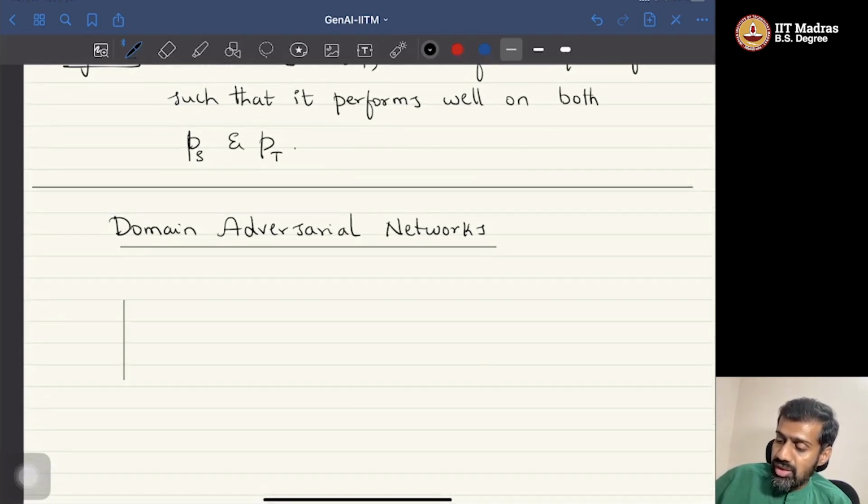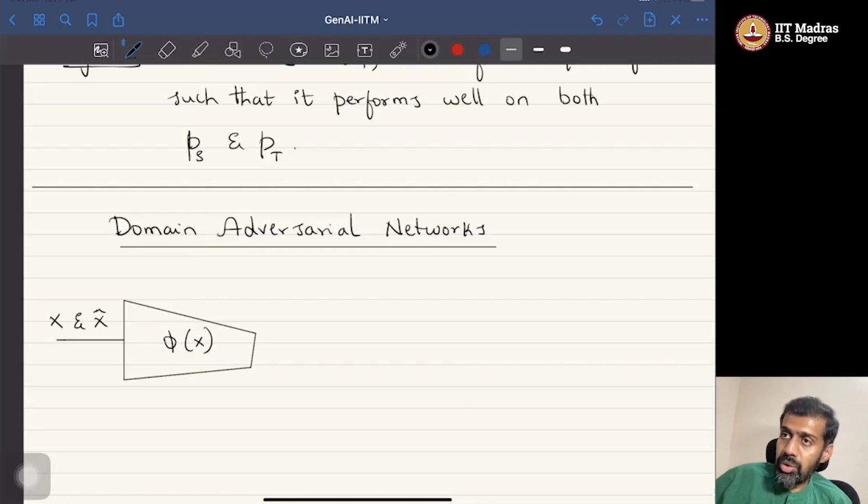So here we have a neural network that is used as a feature extractor. Let's call this phi of x. This will take both x and x cap from the source and the target distribution as inputs. So this phi network maps from data space to some feature space. Let's call the feature space f, for feature space. So this will give you a feature vector. Let's call this f of s and f of t.